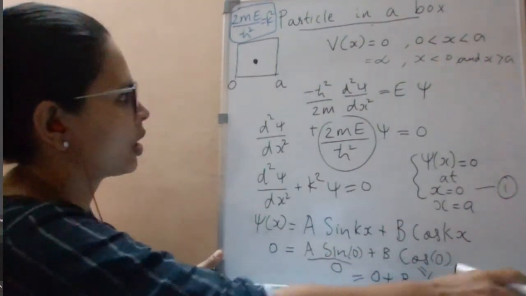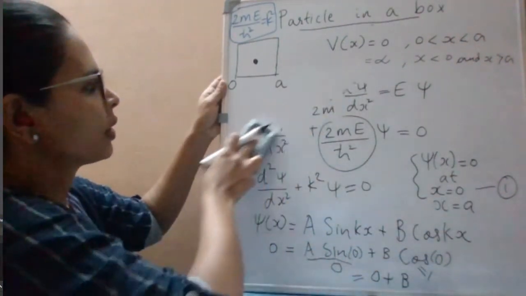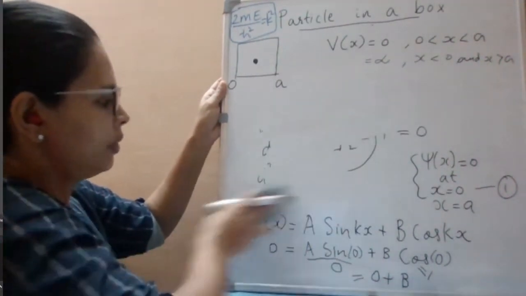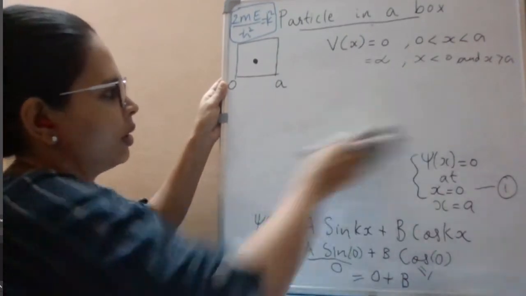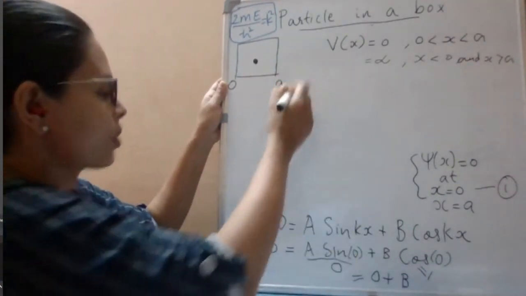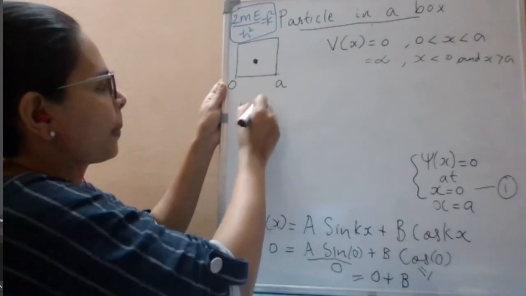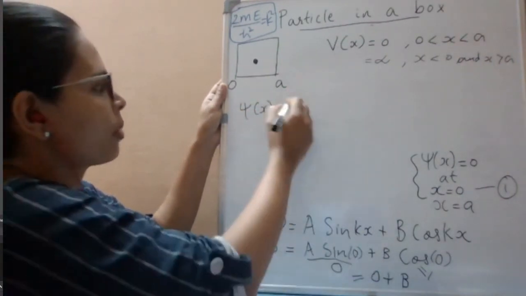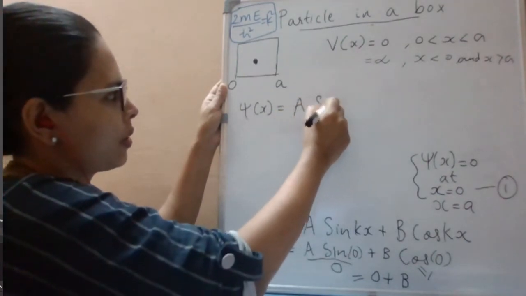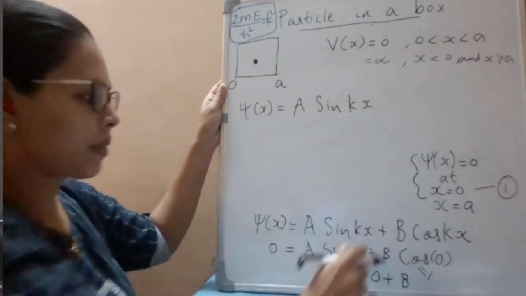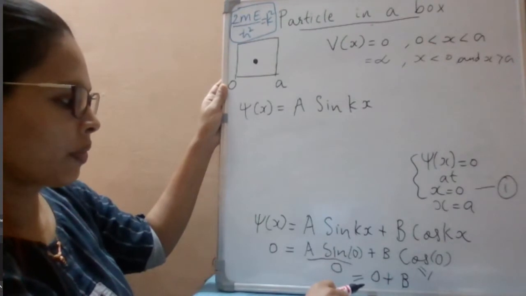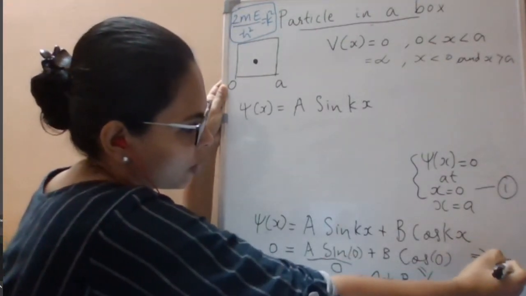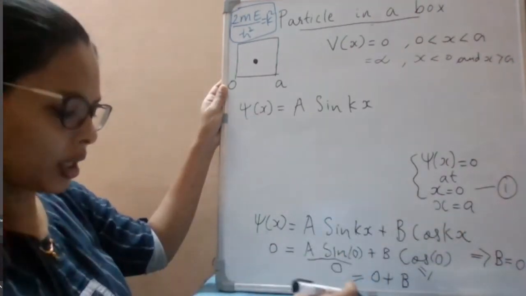So let me give the value. So psi of x is equal to, so b should be 0. That means it is a sine kx. The condition we obtained is b is equal to 0. Now apply the second condition.